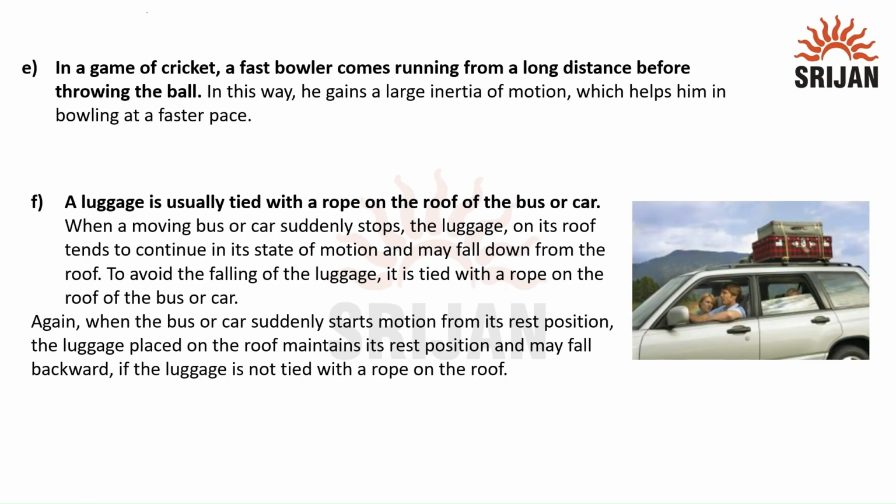The next example is, in a game of cricket, a fast bowler comes running from a long distance before throwing the ball. By running, he gains a large inertia of motion, and due to this large inertia of motion, he can bowl at a faster pace.